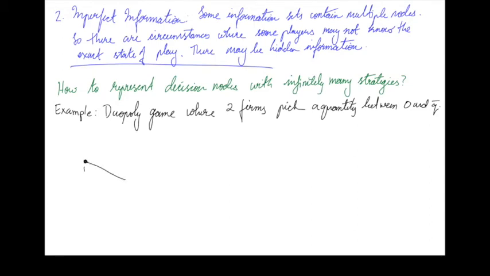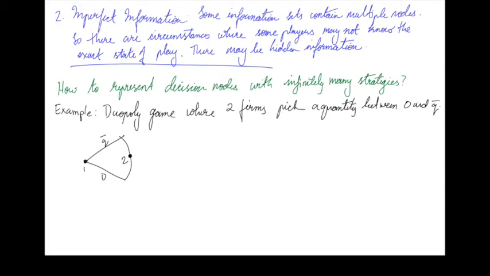We draw one branch for 0, we draw one branch for q bar, and we draw an arc between them. This just represents that 0 and q bar are possible strategies, and then there's just a continuum of branches between 0 and q bar. Instead of drawing a node for player 2 corresponding to each possible choice that player 1 might have made, we just draw one single node for player 2 in the middle, and we just draw, again, the strategies available to player 2.